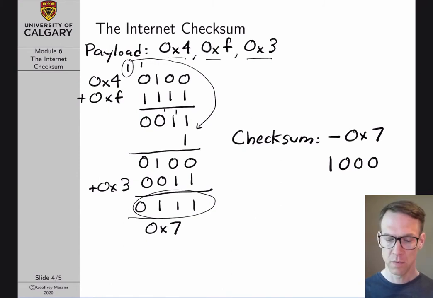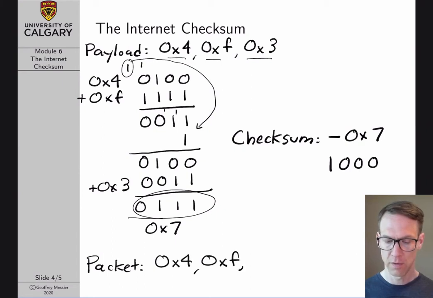So this means we started with a 12-bit payload, but in the end, we finish off with a 16-bit packet. So our final packet is a payload of 4F3, and then on the end, we add a checksum equal to the ones complement number negative 7.